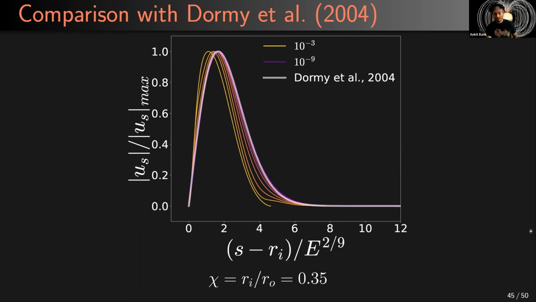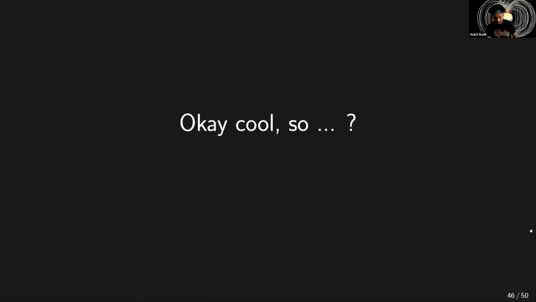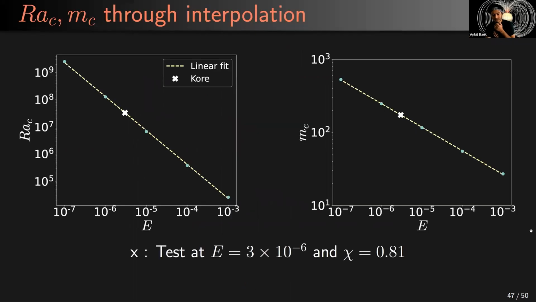Now you must be asking the question, okay, so what's the use of doing all of this? The idea is, as I said in the beginning, to make this sort of database available to the community, whereby you can get your critical Rayleigh number, and because we have such a dense coverage in radius ratio, you can get your critical Rayleigh number and wave number at almost any desired radius ratio.